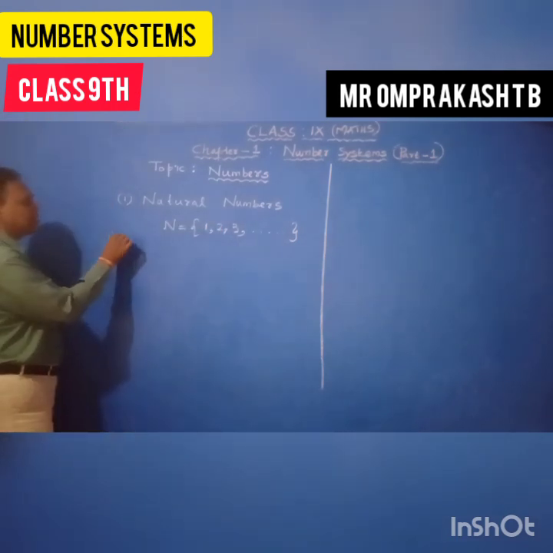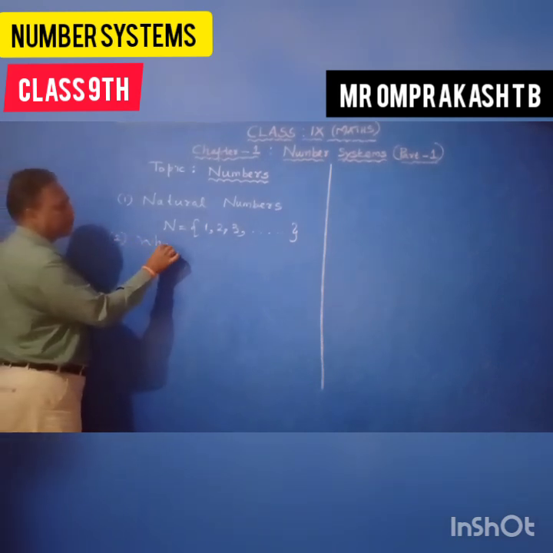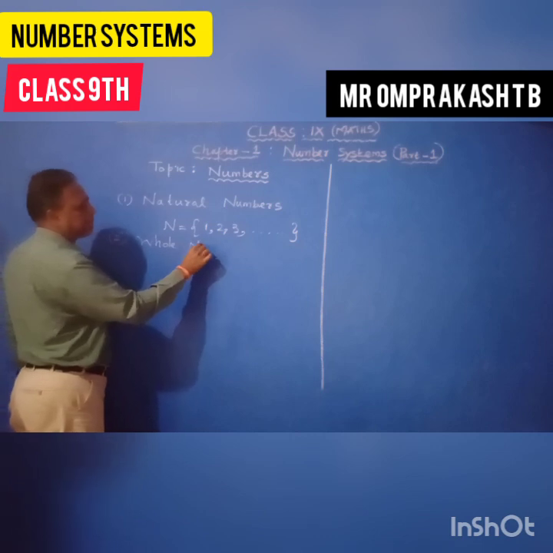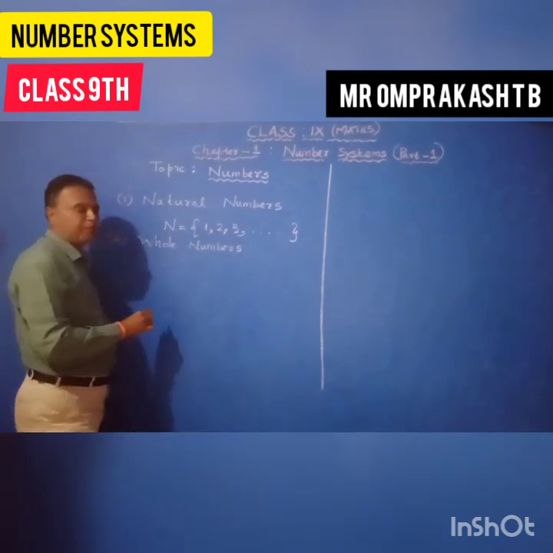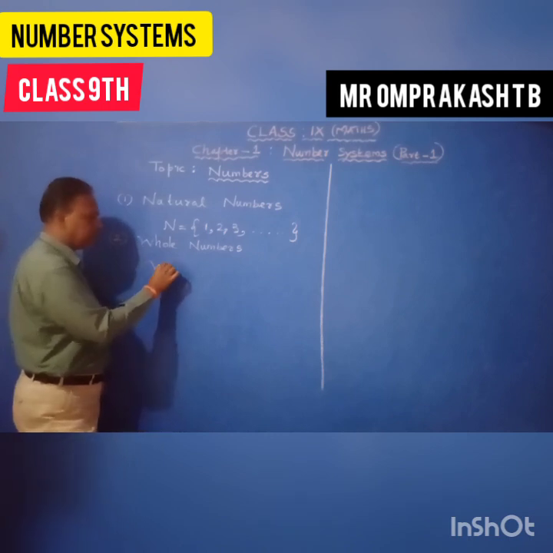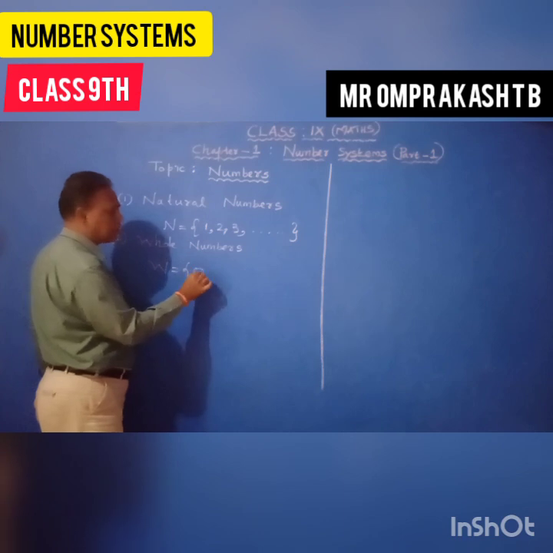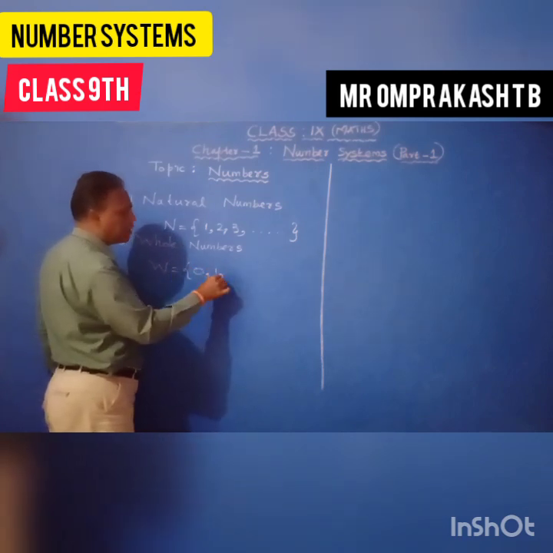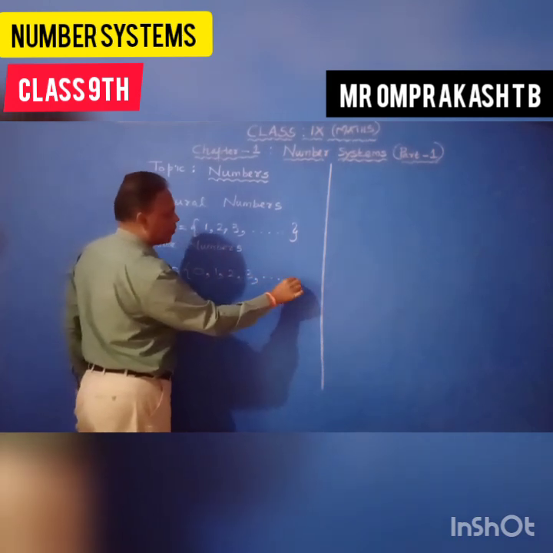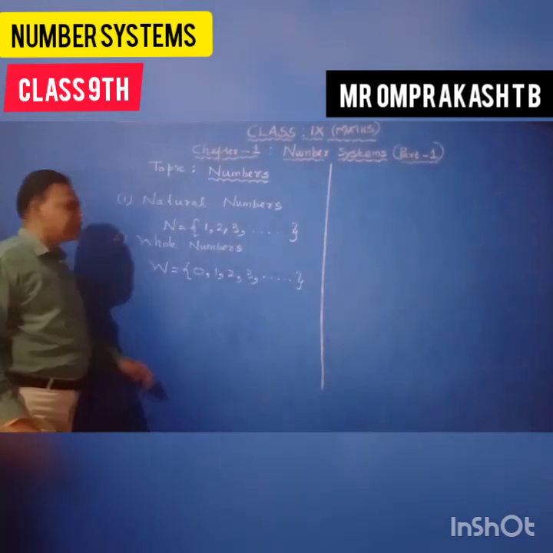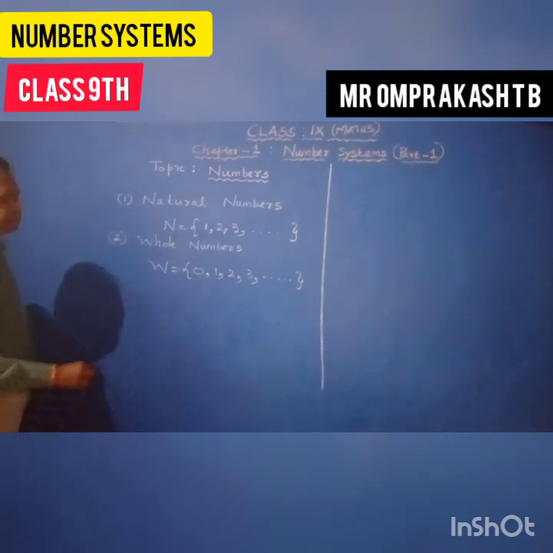Next number what you have studied? Whole numbers. Whole number is denoted by capital W. Set of all numbers starting from 0, 1, 2, 3, etc. Including 0 in the natural numbers, then you will get whole numbers.